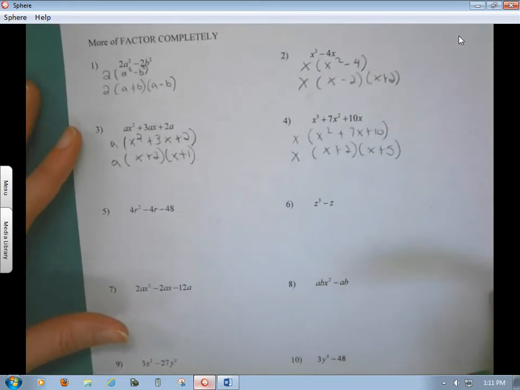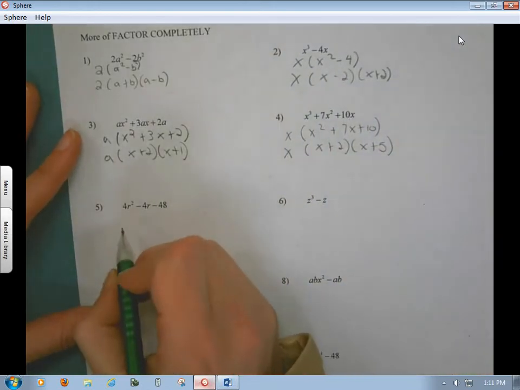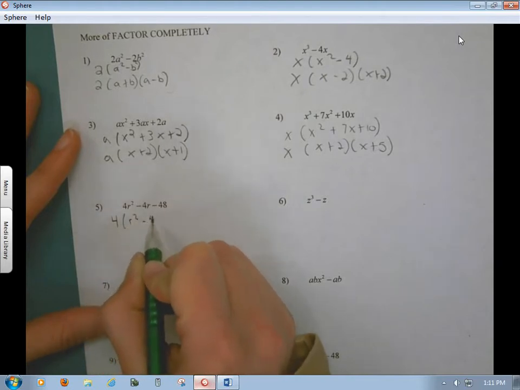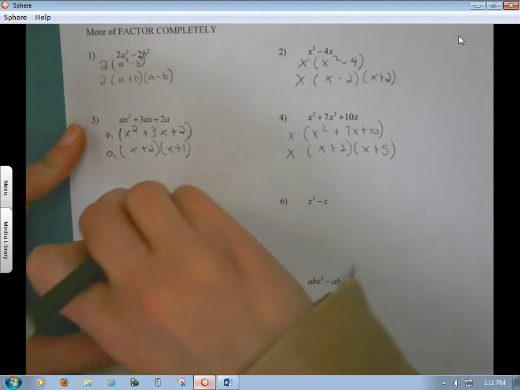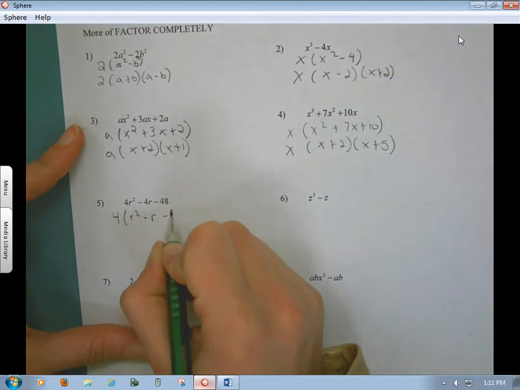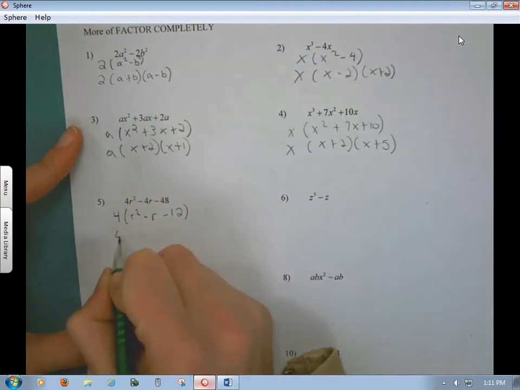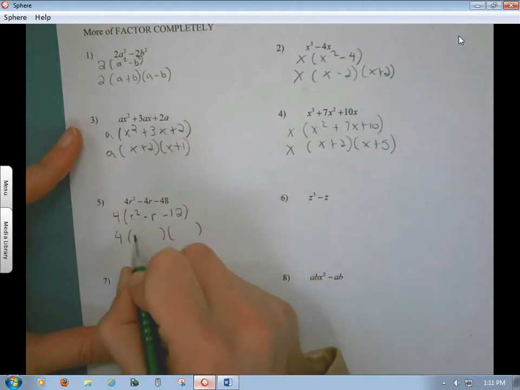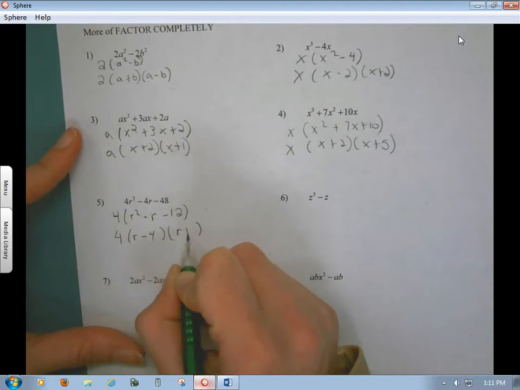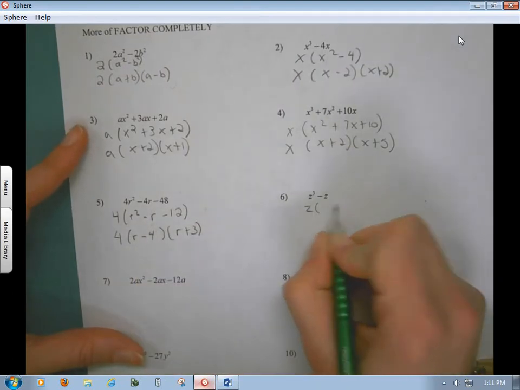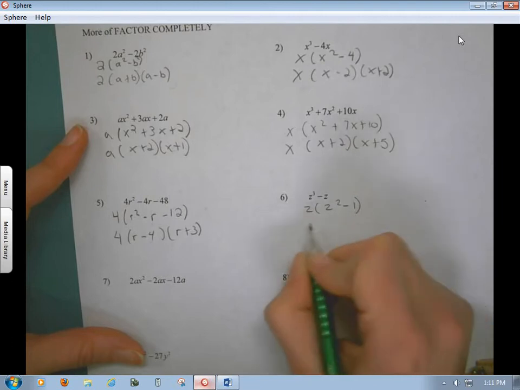Okay, number 5. Again, if you want, you can pause this video, go ahead of me, try them, and then come back and check your answers, or you can do them right along with me. Whatever works for you is fine with me. So we're going to factor this trinomial. Multiply to negative 12, add to negative 4. Pull out the GCF, difference of 2 squares.